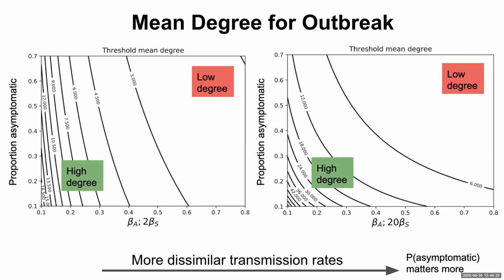Here we see the mean degree required for an outbreak according to this analytic model. The y-axis is the asymptomatic infection proportion, the x-axis is the asymptomatic transmission rate, and the contours show the degree required for an outbreak as a function of these. The figure on the right shows us what happens when the difference between symptomatic and asymptomatic transmission rates is much greater than that of the figure on the left. In brief, what these figures are showing us is that as the transmission rates become more dissimilar, the proportion of asymptomatic cases ends up mattering a lot more.